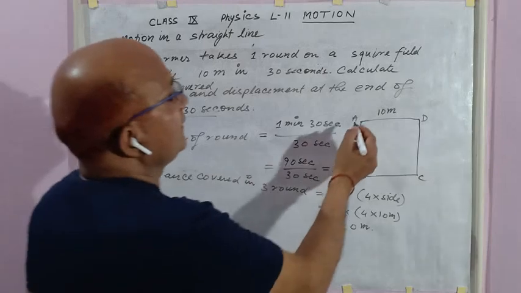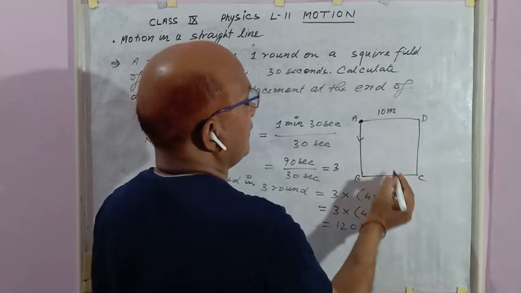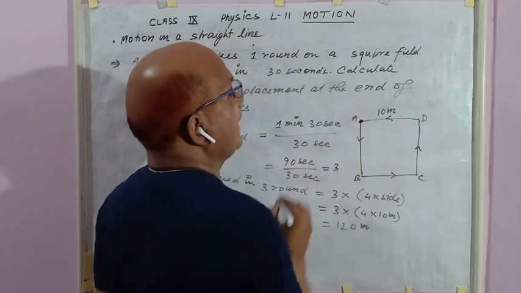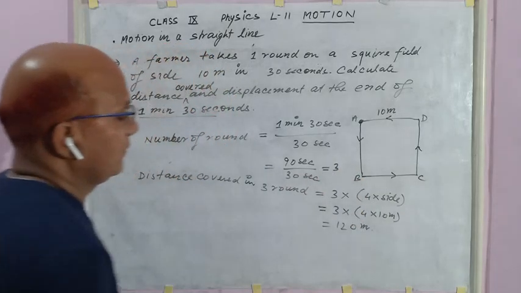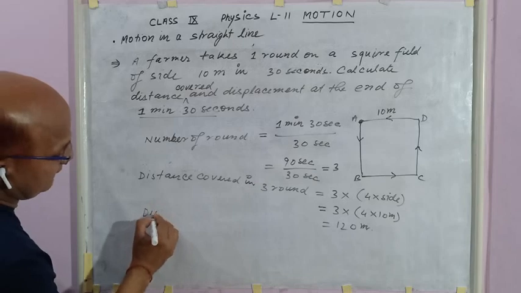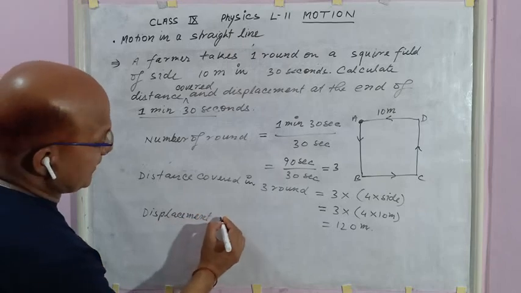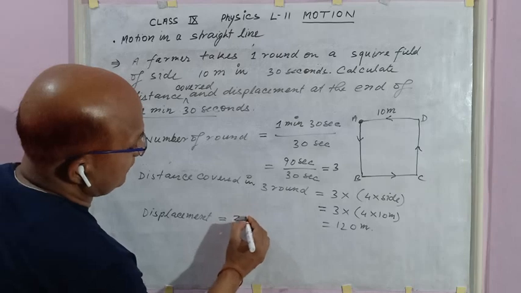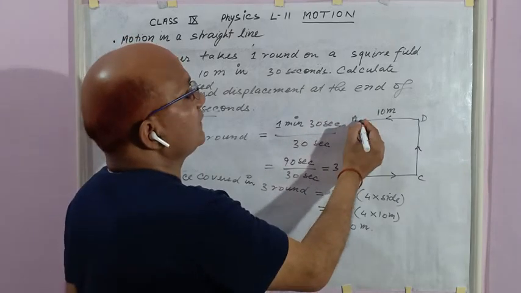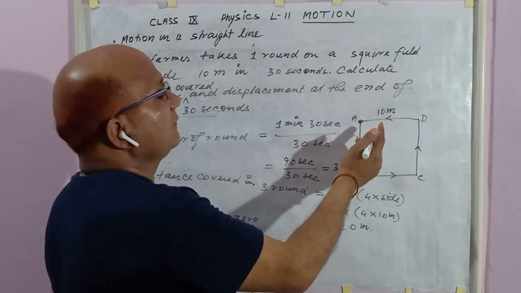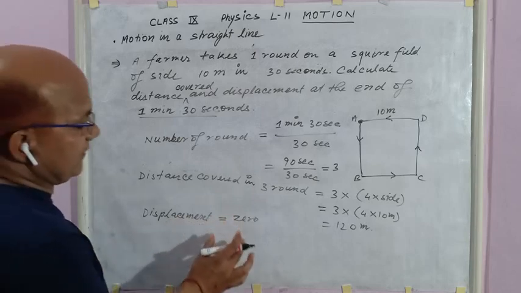And as you know, when he starts from A, so in one round he will be at A. So in completing the 3 rounds, he will be at A. So displacement in this case will be 0, because initial position is A and after 3 rounds he will be at A. So initial position and final position will be same. So displacement will be 0.